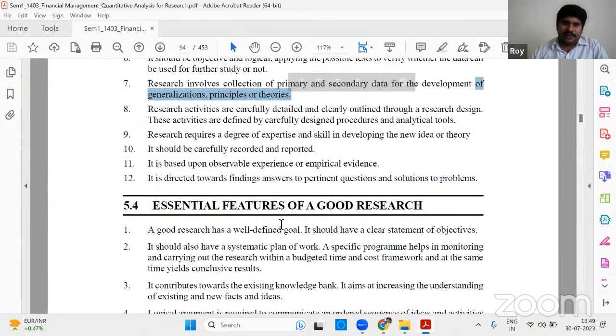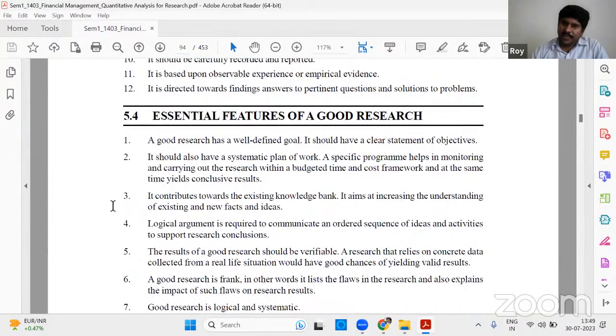Okay, there are a few other points also. What are the essential features? We can read this. It's a well-defined goal. There must be a systematic plan of work, contributing towards the existing knowledge bank. This is an important point: you are not inventing new things. Maybe you may come up with a new solution or new things, but from the bank, or from the ocean of knowledge, we are bringing out some good research, some good output for the problems.